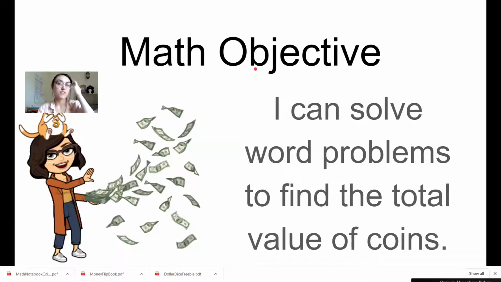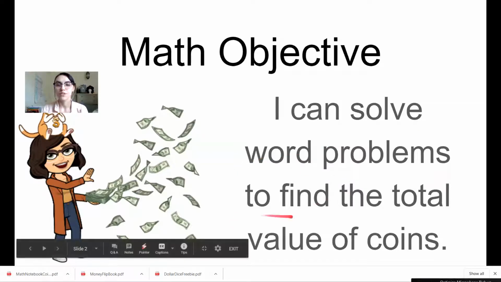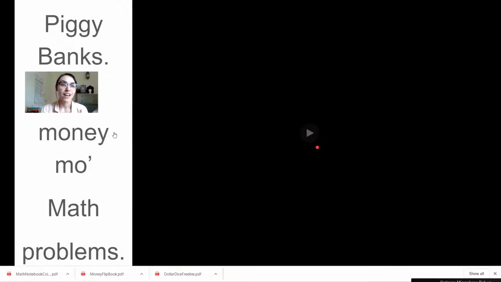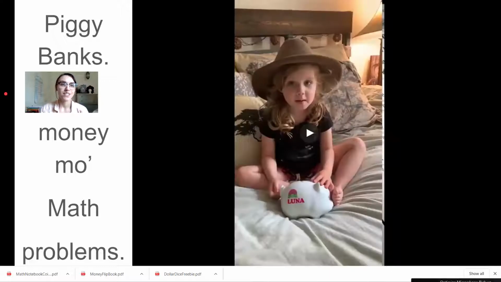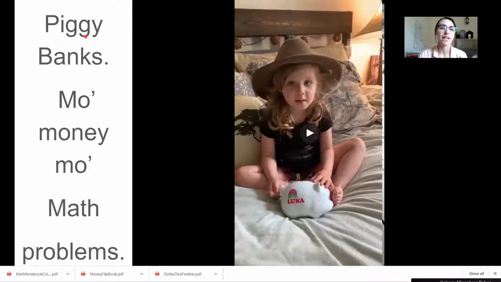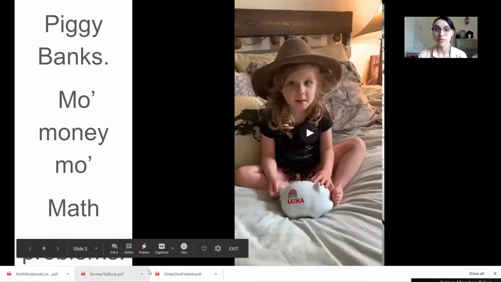Our math objective for today, please feel free to read this aloud with me, is: I can solve word problems to find the total value of coins. Now, Luna has a problem for us. She has her piggy bank, and she says, piggy banks, mo money, mo math problems. Let's see what Luna needs help with today.